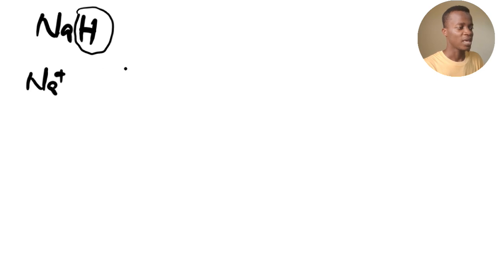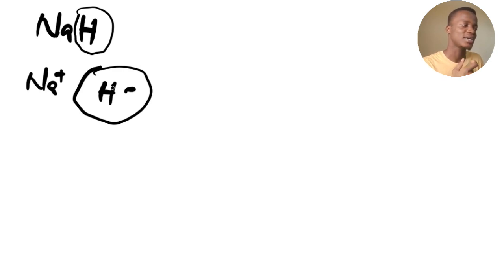For example, if I have sodium hydride, like sodium and then hydrogen, so this is the non-metal part. So actually sodium is Na+ and then H is H minus. These are the two that combine to form this. In this particular compound, hydrogen is acting as an anion.